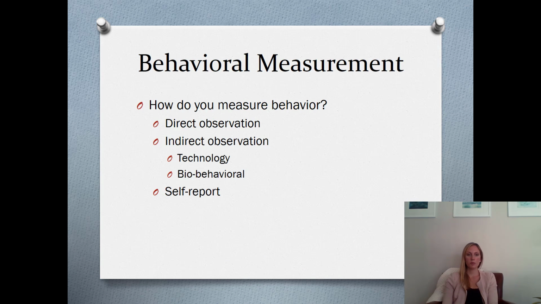So in this next segment, we are going to talk about how you measure behavior. And this is a little bit of a review. We have talked about some of the ways we can get behavioral measurement outcomes data before, so I'm just going to go over each type briefly. There are 3 ways that we can measure behavior. The first is direct observation, the second is indirect observation, and the third is self-report.